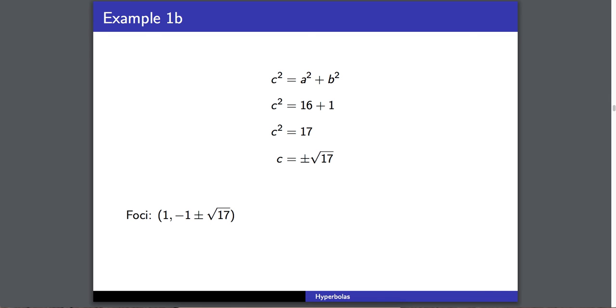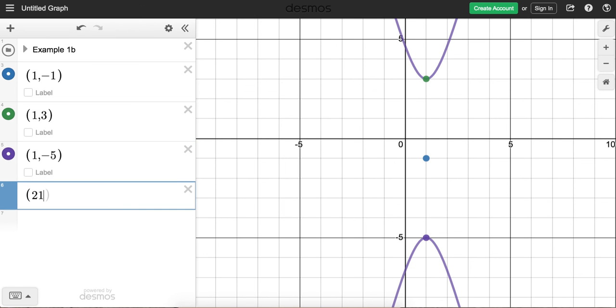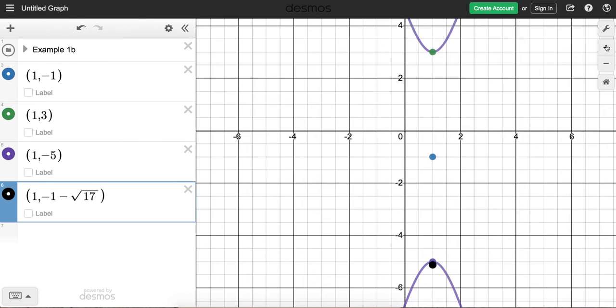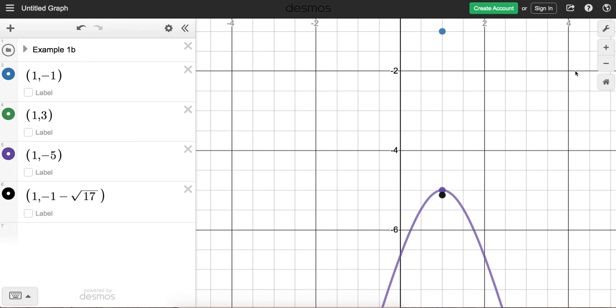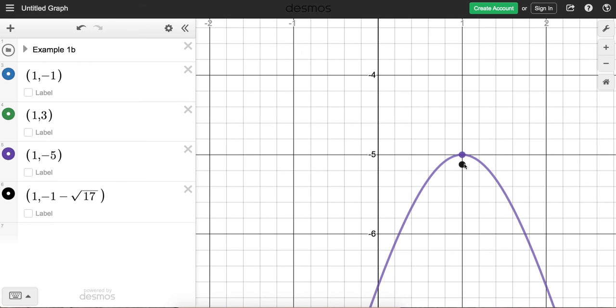And we get our foci at (1, negative 1 plus or minus the square root of 17). So let's just see that. (1, negative 1 minus the square root of 17). So very, very close to the vertex. Very close indeed. Not much difference here between the two.